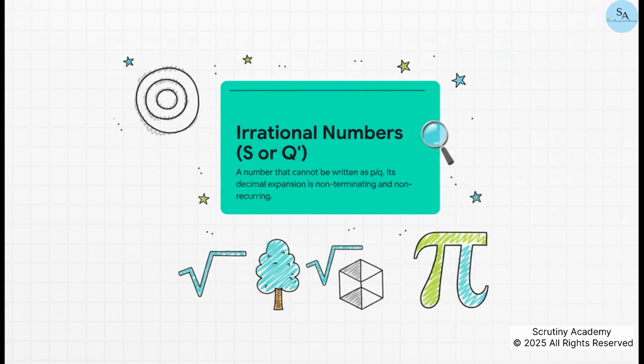And that leads us to a whole new bag of numbers, the irrationals. These are the rebels, the numbers that you cannot write as a simple p over q fraction. Their claim to fame is that their decimal expansions march on to infinity without ever repeating a pattern. Some of the most famous ones are the square root of 2, the square root of 3, and of course the absolute superstar of irrational numbers, pi.